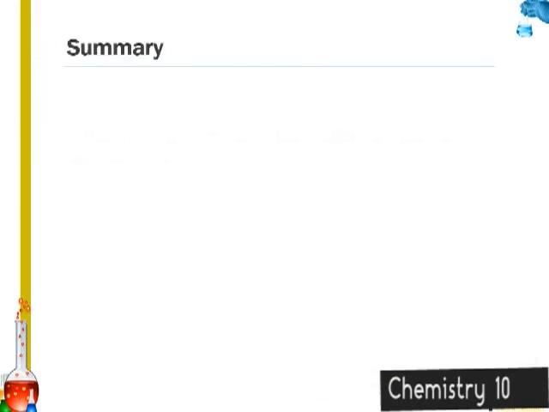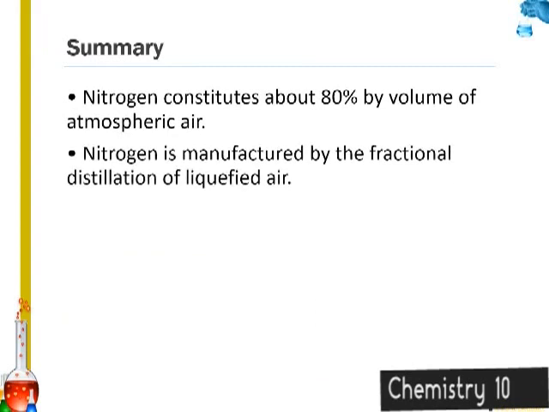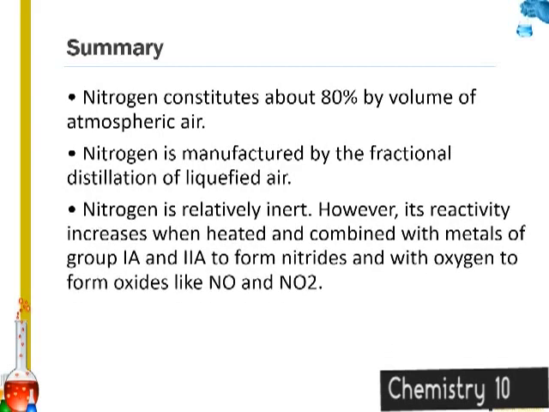In summary, nitrogen composes about 80% by volume of the Earth's atmosphere, and it is manufactured by the fractional distillation of liquefied air. Overall, nitrogen is relatively inert. However, its reactivity increases when heated and combined with metals of group 1A and 2A to form nitrides, or with oxygen to form oxides like nitrogen monoxide and nitrogen dioxide.